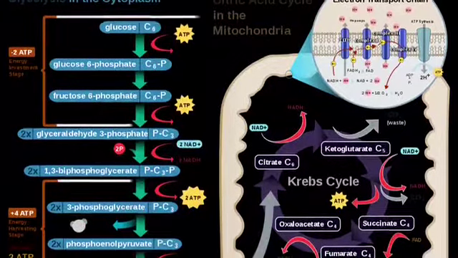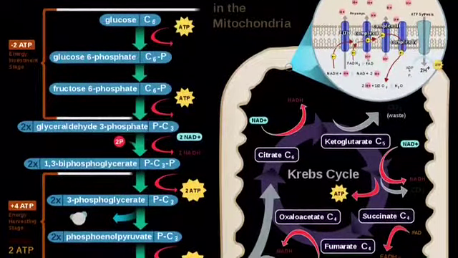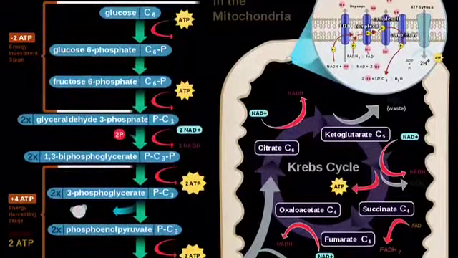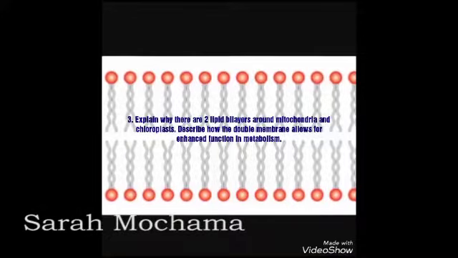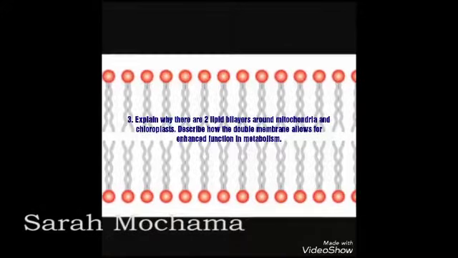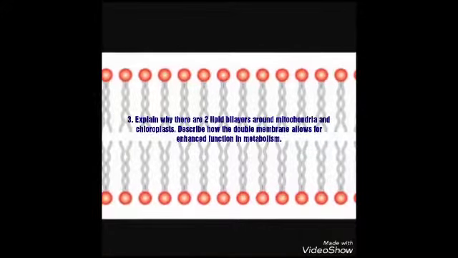If a mutually beneficial relationship were to occur, then the benefit of the 2 processes working together would be that if one was to fail, the other would still function. Explain why there are 2 lipid bilayers around mitochondria and chloroplasts. Describe how the double membrane allows for enhanced functions in metabolism.